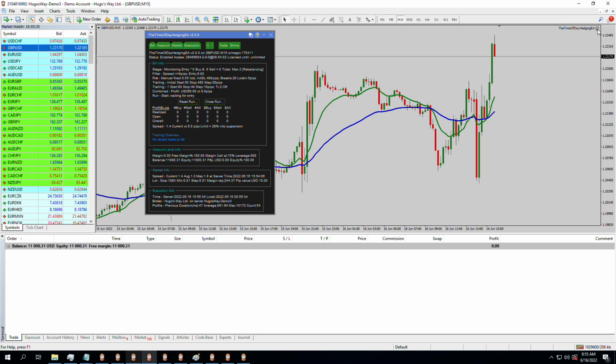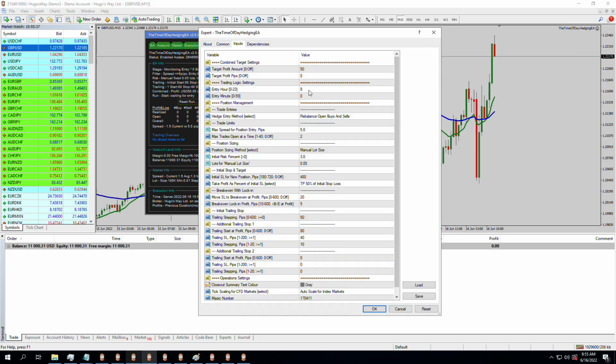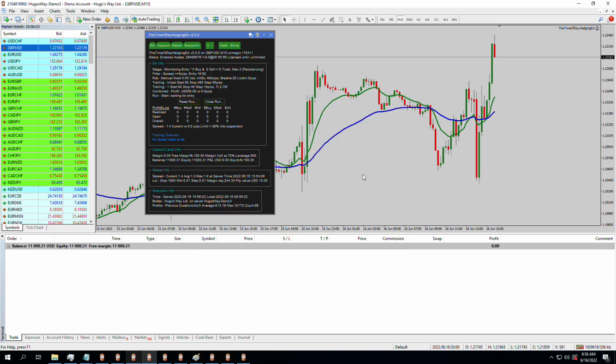So let me open up the robot settings. We'll go here to the entry hour. We'll call it 16. That's the top of the hour. I'm going to hit OK. So that's about 4 minutes from now. I'll pause the video, and just before the top of the hour, we'll come back to the video here and we'll watch it enter an equal buy and sell trade.